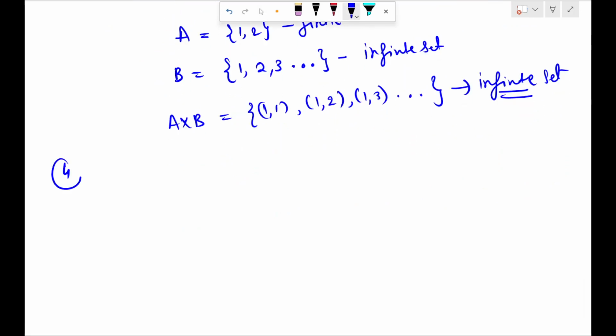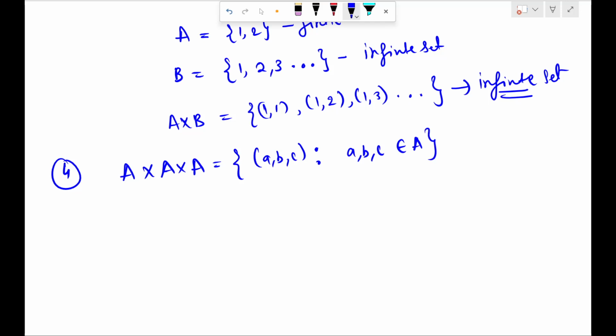Fourth point, if A is a set and A cross A cross A is defined as the set of (a, b, c) such that a, b, c belong to set A, where a, b, c are elements of set A. So here (a, b, c) is called an ordered triplet.